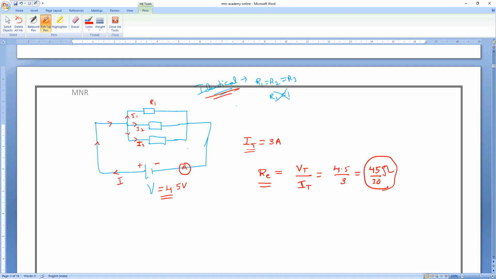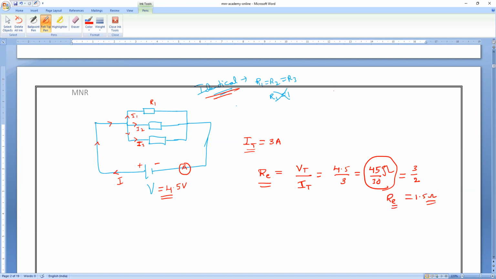Now let us see what is the resistance of one bulb. So three identical bulbs, 4.5 by 3, which is equal to 45 by 30, that is 3 by 2, which is equal to 1.5 ohms. The total effective resistance is 1.5 ohm.